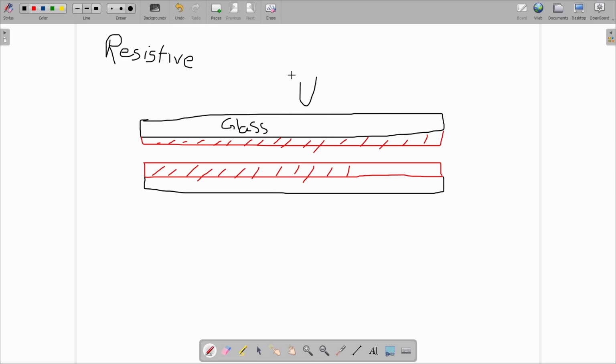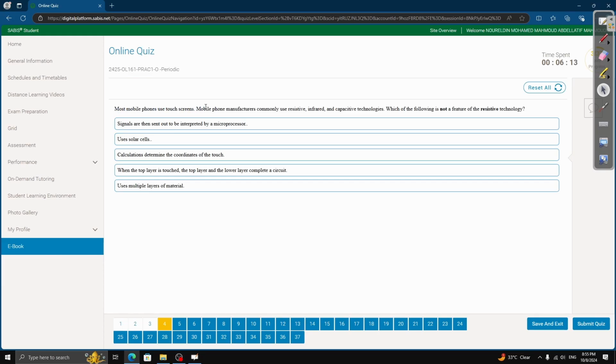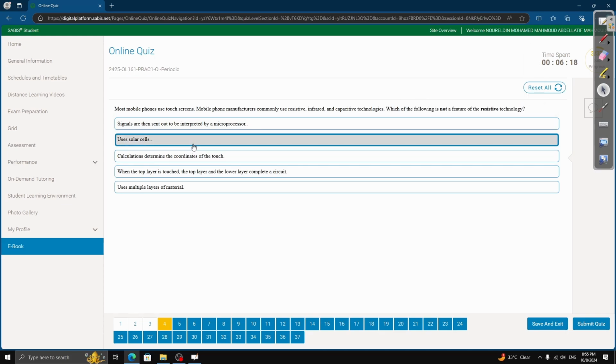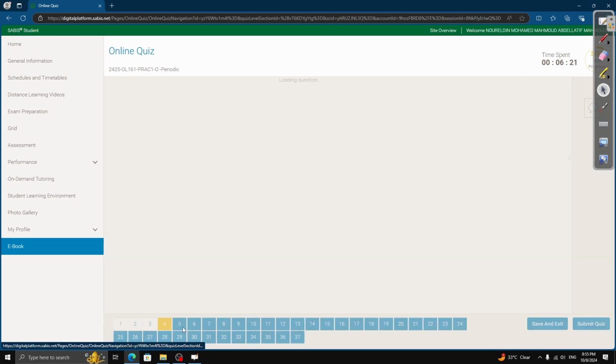The way this works is once the finger or the user pushes down on the screen, it will cause this whole thing to move down, causing the conductive layers to make contact with one another. And once the conductive layers make contact, it registers a press. However, the problem with this type of touchscreen is it usually has low brightness when outside. Now, knowing this, we go back to the question: which of the following is not a feature of resistive technology? And simply, it's that no touchscreen uses solar cells.